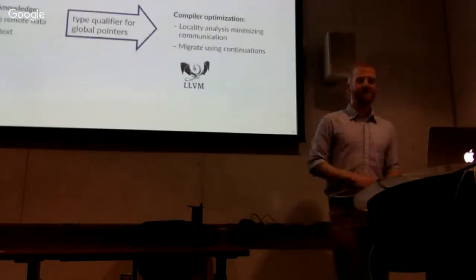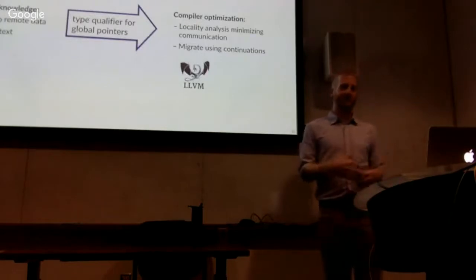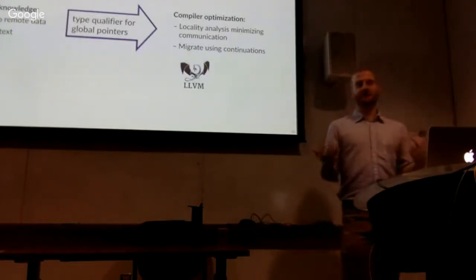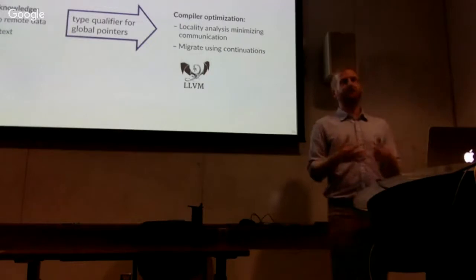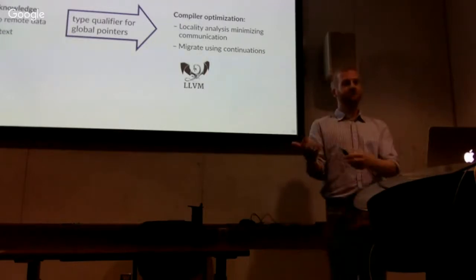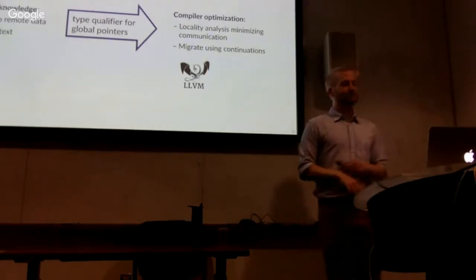So what Alembic does is it just has you annotate which pointers are to global data, and then it automatically figures out when it should migrate, when it should move computation, and when it should move data for you. So I'll just show you briefly how this works.